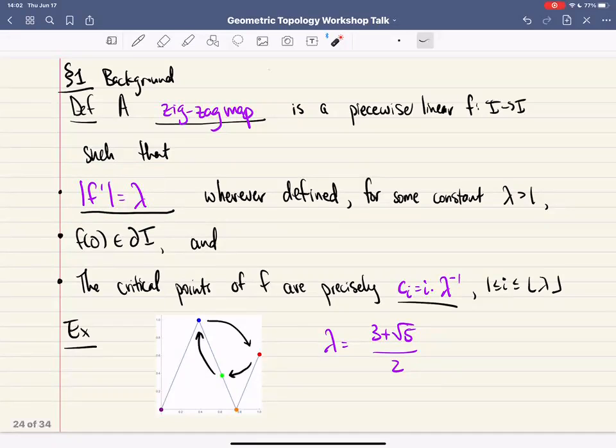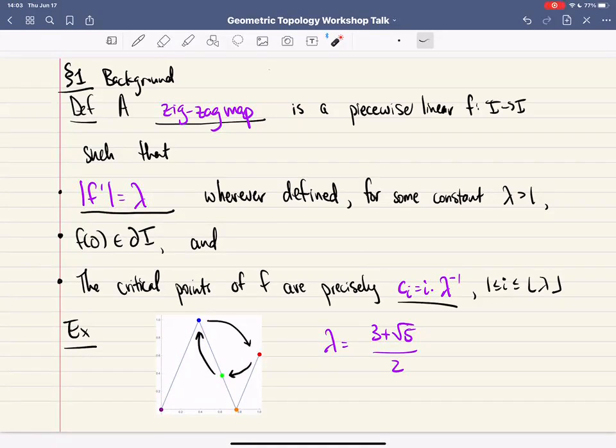The second is that the image of 0 is somewhere in the boundary of I, so either equal to 0 or 1. And the third requirement that I make is that the critical points of F are precisely i times lambda inverse, where this is the same lambda as the slope. And the picture to keep in mind is that these zigzag maps are starting at the boundary of the interval and then making full laps across the entire interval as long as they can until they run out of room.